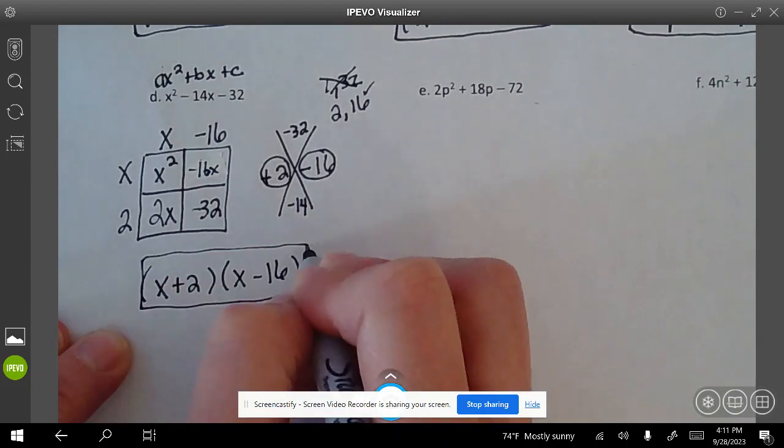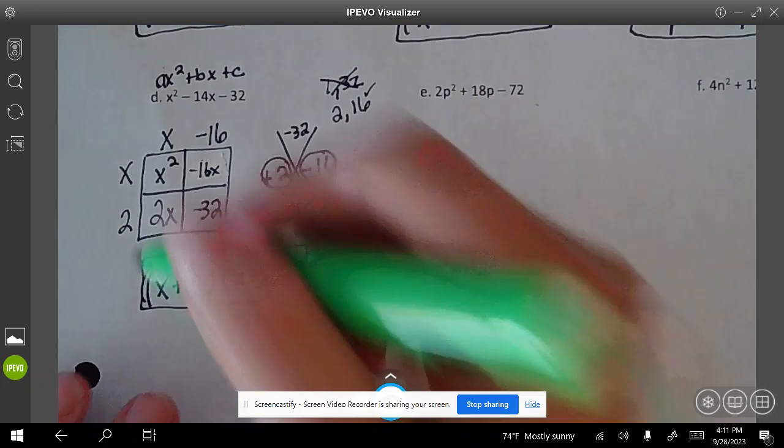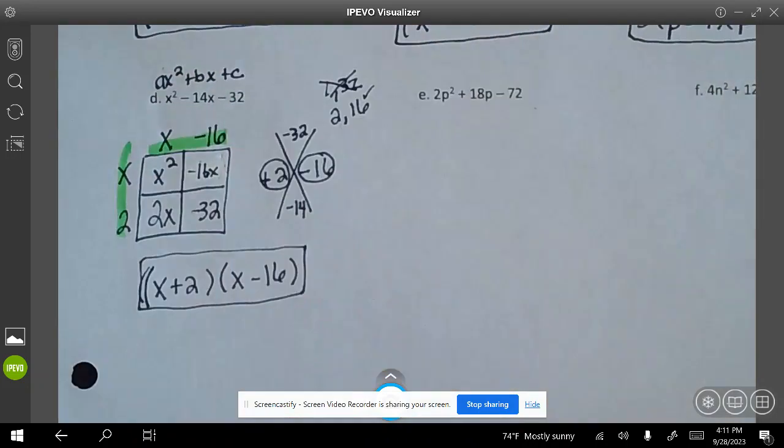It doesn't matter if you wrote the x minus 16 first and then put the x plus 2. That's not going to make any difference. Okay?